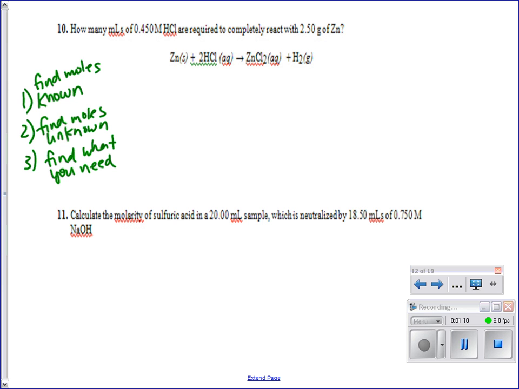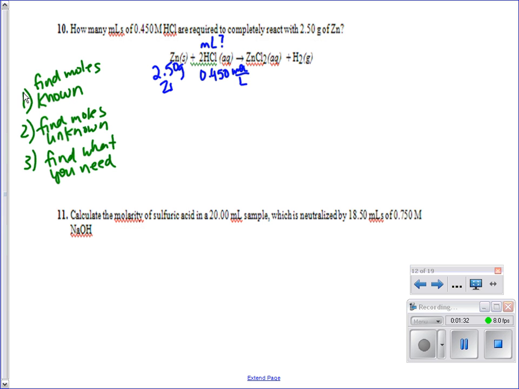So let's start with this one. I guess we'll do this one as dimensional analysis. How many mils of, so we're looking for mils, of 0.450 molar, moles per liter, of HCl are required to completely react with 2.50 grams of zinc.